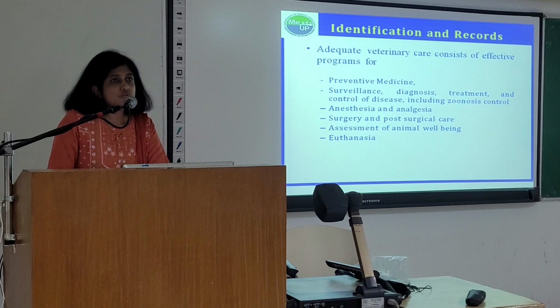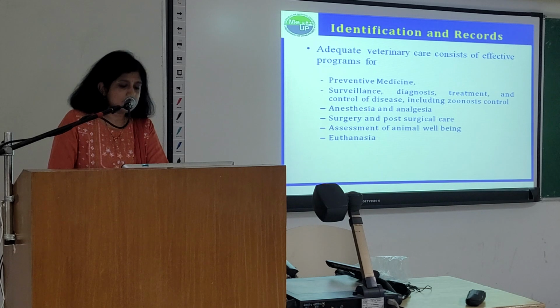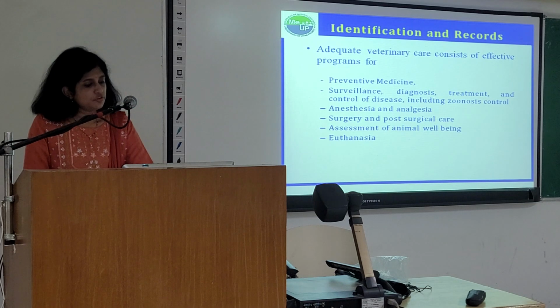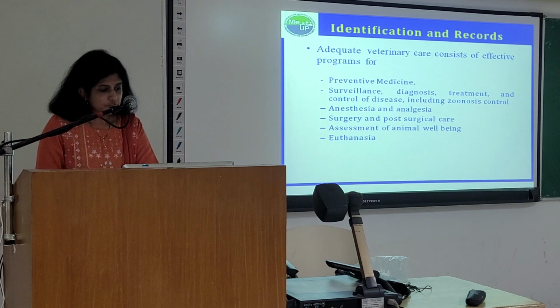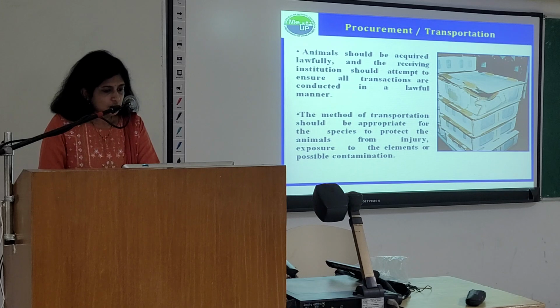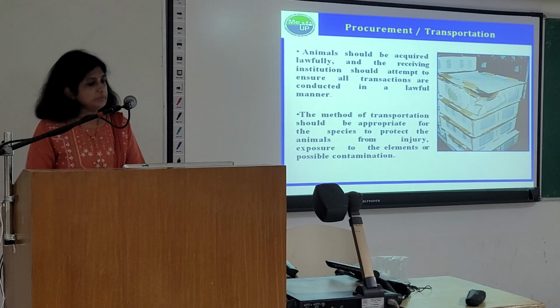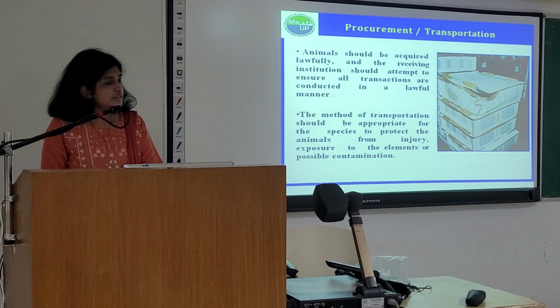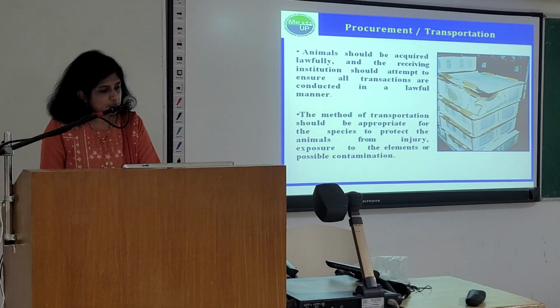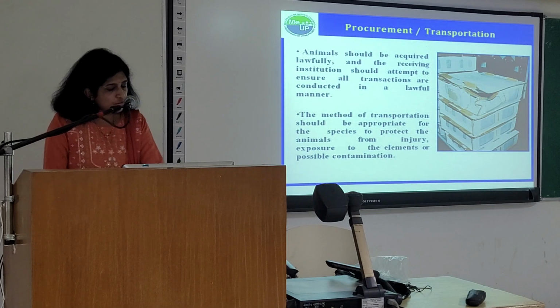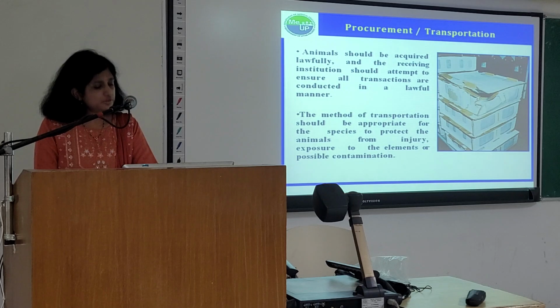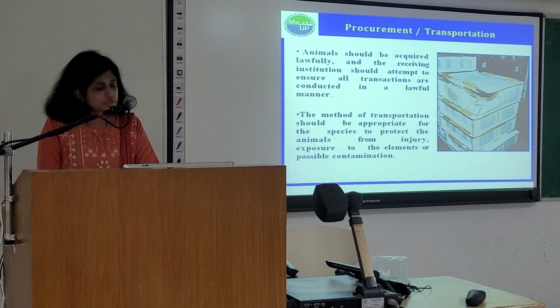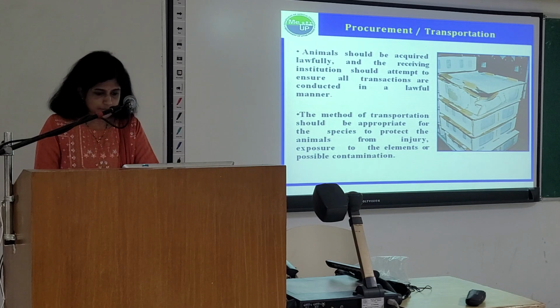Adequate veterinary care consists of effective programs for preventive medicine, surveillance, diagnosis, treatment and control of disease, including zoonosis control, anesthesia and analgesia, surgery and post-surgical care, assessment of animal well-being, euthanasia. We will discuss these in the coming slides. Then procurement and transportation. The animal should be acquired lawfully and the receiving institution should attempt to ensure all transactions are conducted in a lawful manner. The method of transportation should be appropriate for the species to protect the animals from injury, exposure to the elements, or possible contamination.